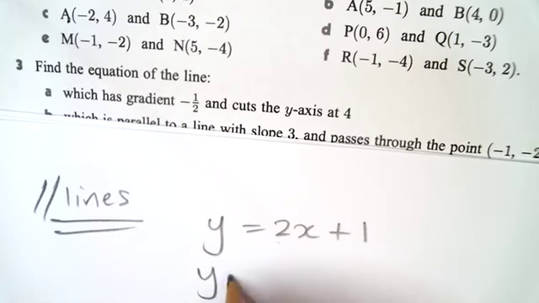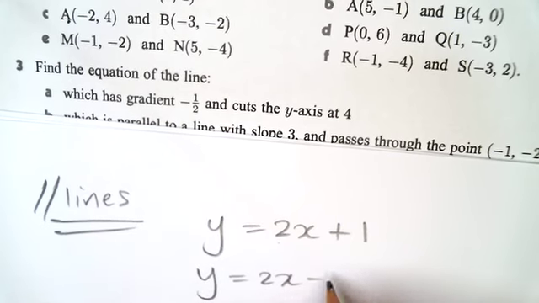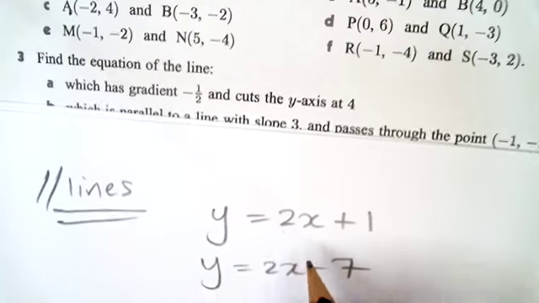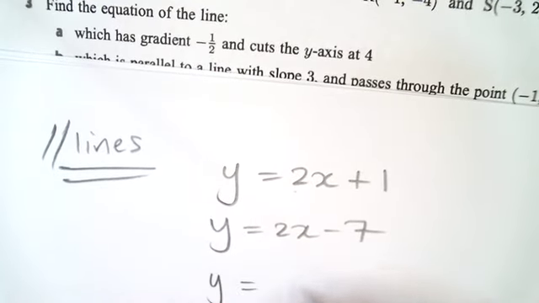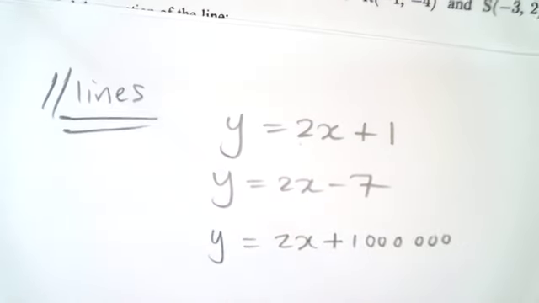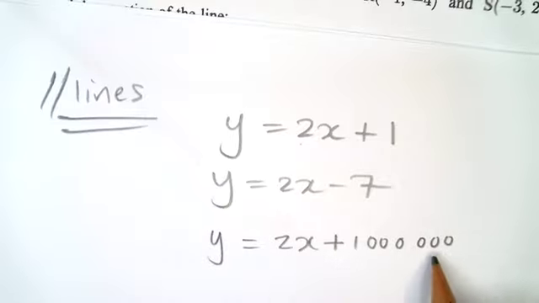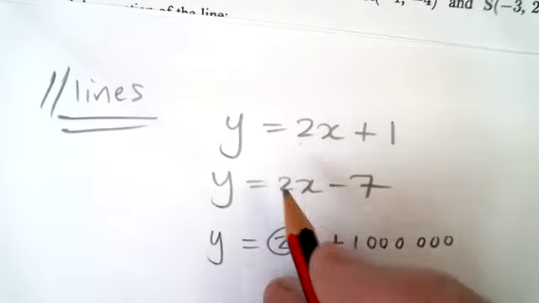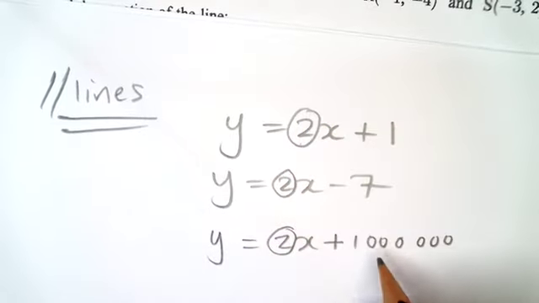So, for example, y is equal to 2x minus 7. The lines are different, but they're both parallel. They never meet. y is equal to 2x plus a million. These two lines, although they're probably quite a long way apart, are parallel because they all share the same gradient. They all intersect the y-axis at different places, but they're all parallel.